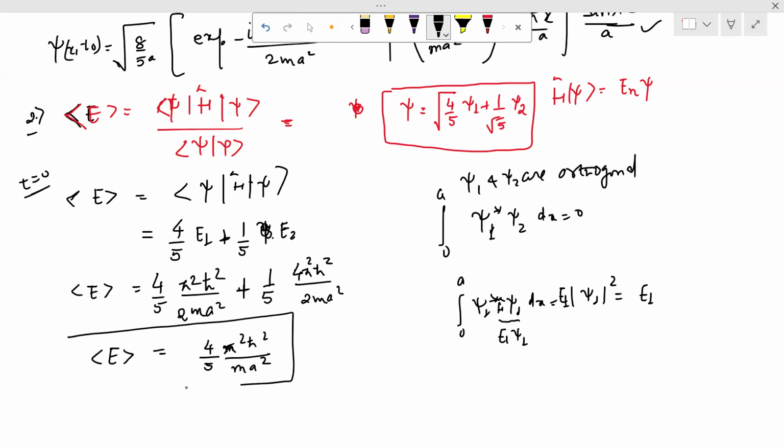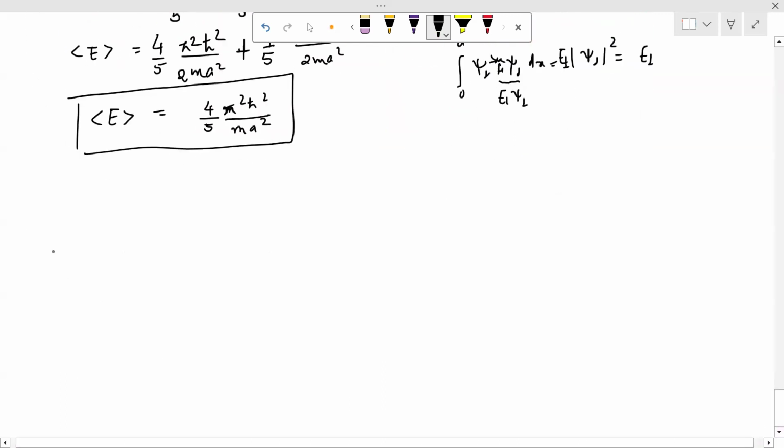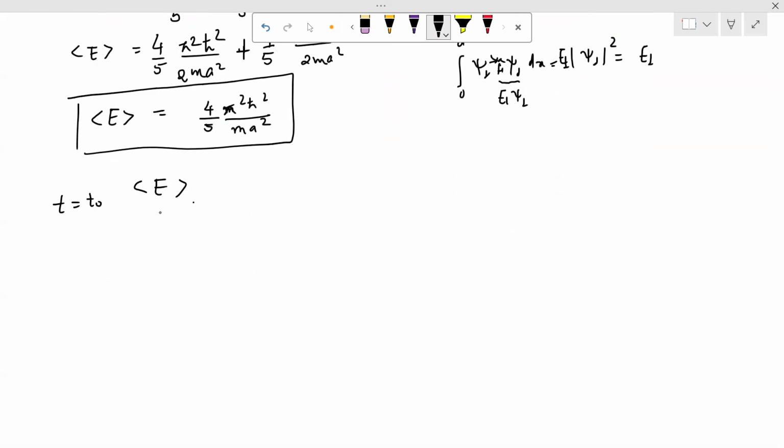And in fact, even at time t equals to t naught, if you want to find the average value of energy, it would remain the same. Because you see, at t equal to t naught, what will happen? This psi, I'm writing this psi, would be equal to root over 4 upon 5 psi 1, accompanied by exponential, and this, understand, is the bra vector. So instead of minus iota, it will be plus iota.